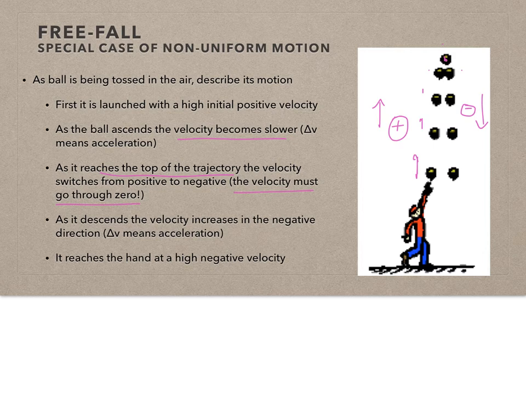So essentially at the top, for an instant, it has no speed, no velocity. It slows down on its way up, and then it speeds up on its way down. As it descends, the velocity increases, but now in the negative direction. So it's accelerating downwards. It reaches its hand at a high negative velocity. Basically it starts off with zero velocity right here, then as it comes down it gets more and more velocity, and has a high negative velocity as it comes back down to the hand.